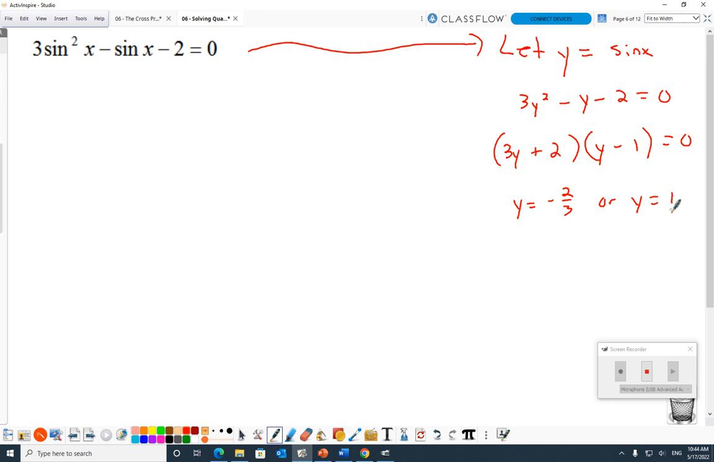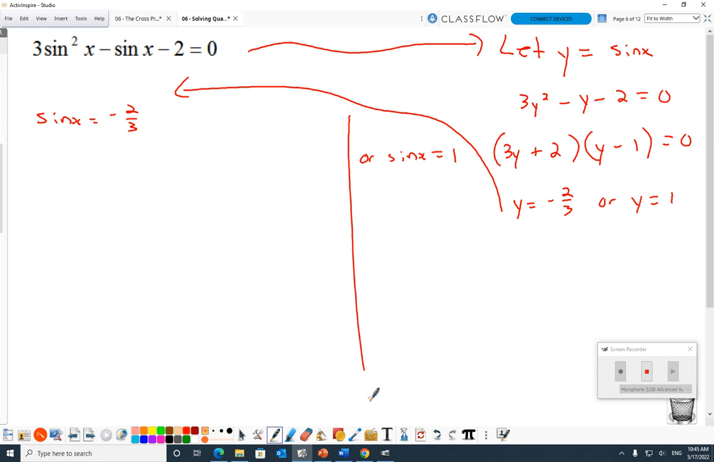I like that moment. Of all the moments to switch back, that's the clearest to me. Get y figured out. In this case, it's actually get sine x figured out before I come back. Sine x equals negative 2/3 or, ooh, look at me reading the situation, or sine x equals 1. I've given it away by how I drew this. But which one's the easier one?